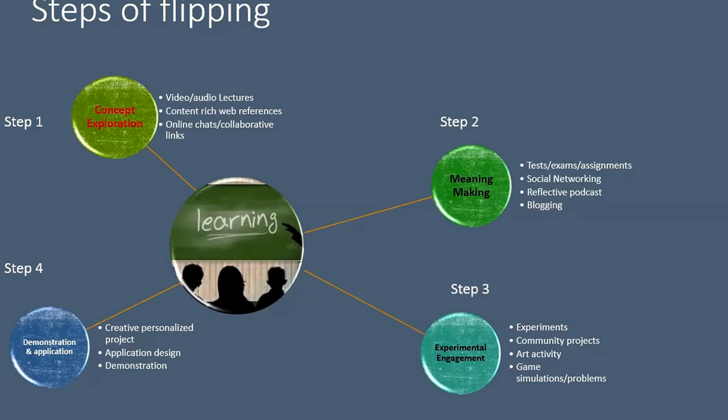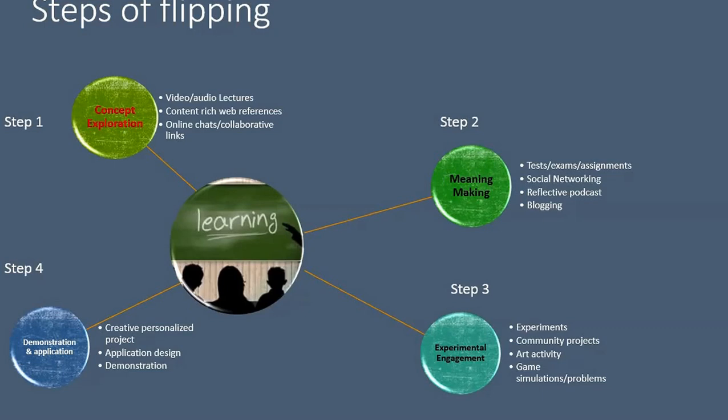So what we are doing in step 1 is the concept to be explored. The concepts or the contents, rich web references or the videos, which are in the form of audios, videos, pictures, images, PowerPoints, podcasts, or any other available online resources which have the same contents you want to deliver to the students, should be given for exploration, so that the first step will be covered, that is concept exploration.